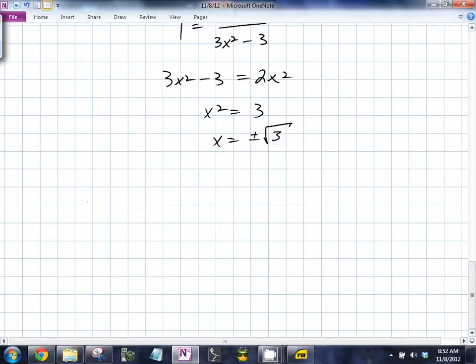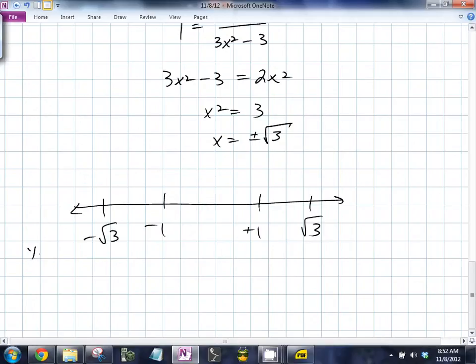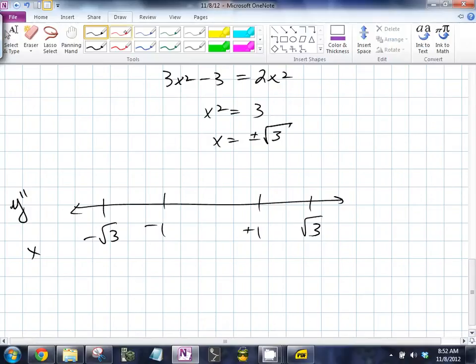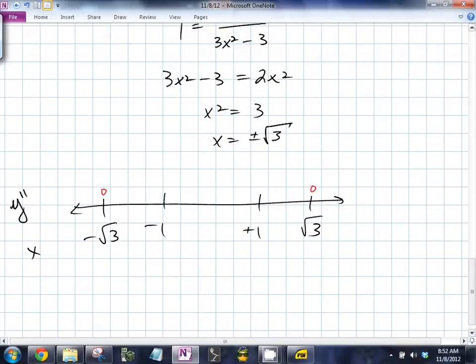So what are we checking now? We're checking negative 1, positive 1, root 3, and negative root 3. These are the x values, and we're interested in finding out about the y double prime values, correct? And what happens at negative root 3? It's 0 here and 0 here. But what happens at negative 1 and positive 1? It's undefined.